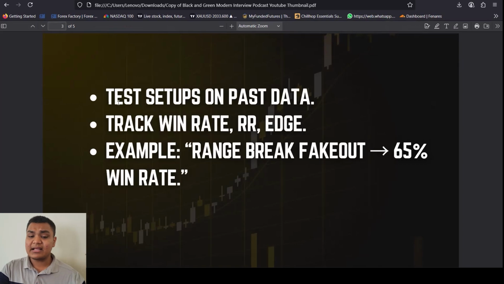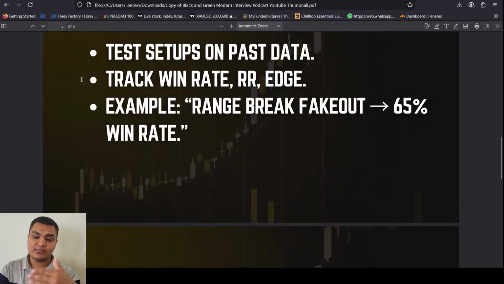And also track the win rate, or win ratio, and the RR: what reward you are getting by risking how many points or how much percentage. That's how you have to backtest and forward test your whole data. There is one example of a range break fakeout strategy which had a 65% win rate, which means out of 10 trades, 6 trades were profitable, something like that. You have to write all these things in your playbook. You have to do all this by yourself.